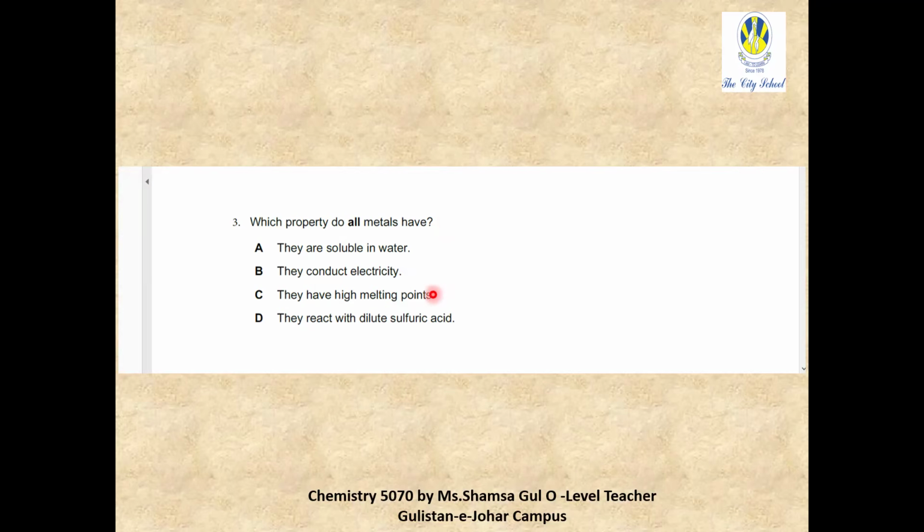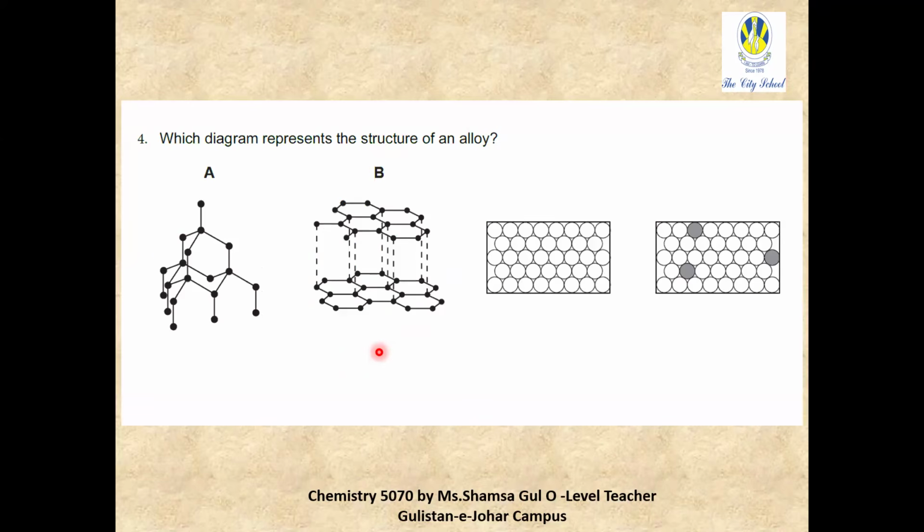Metals do not have a high melting point. The exception is group 1. All metals do not react with dilute sulfuric acid. We saw that on the reactivity series, right?